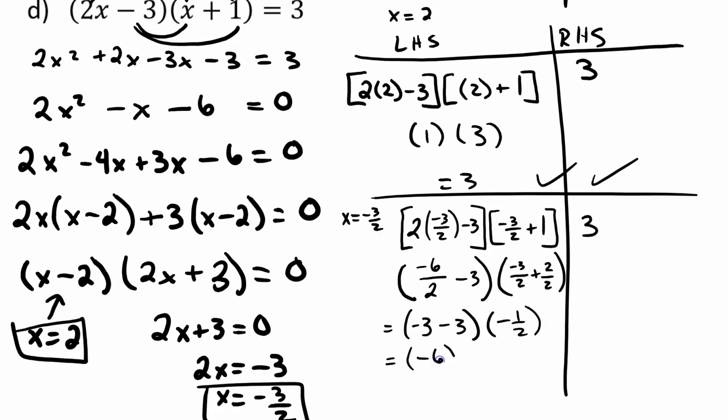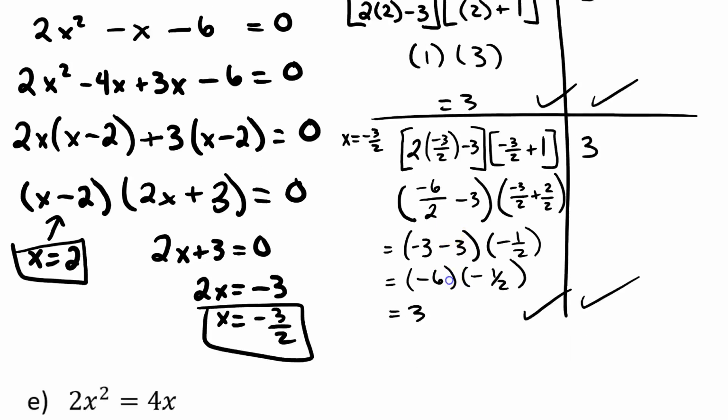So negative 6 times negative 1/2. Well, think of that as a decimal. Negative 6 times 0.5. It's just going to be positive 3. Left-hand side equals right-hand side. Now, whenever we have a fraction, it's a little bit more involved, but you can do it.